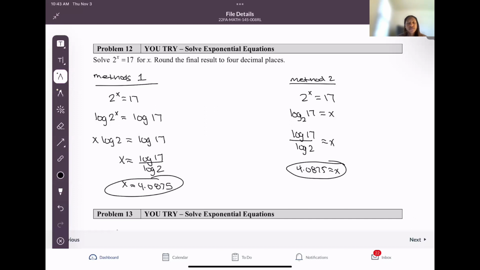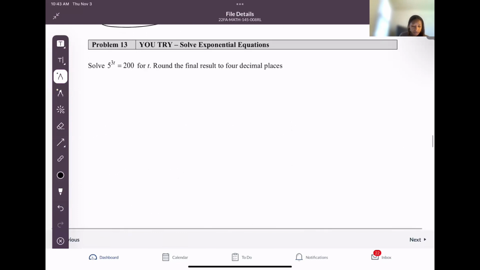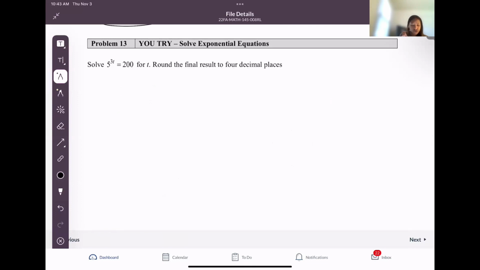The next 4 problems are just going to be us doing this over and over and over. All right, I'll try to go back and forth between the two methods so you can see both. But for every problem, I'll just pick one method to do it in. I won't do both of them. For 5 to the 3t power equals 200. Now notice here the exponent is 3t, so we'll have a little bit more work to do.